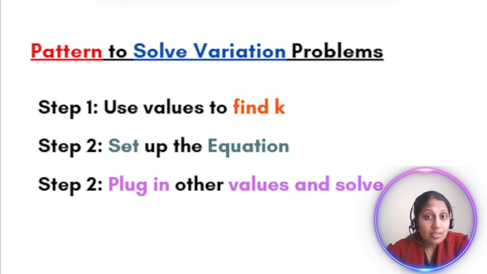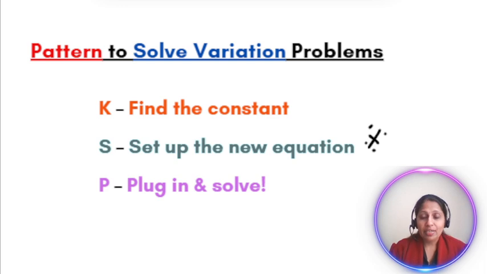You can set up the equation only if you understand whether it is directly related or inversely related. So it's a must that you understand the question and then set up the equation. And the third one is simple, plug in all the values and solve it. Put it in a simple way, KSP: constant, set up the equation, and plug in the values.